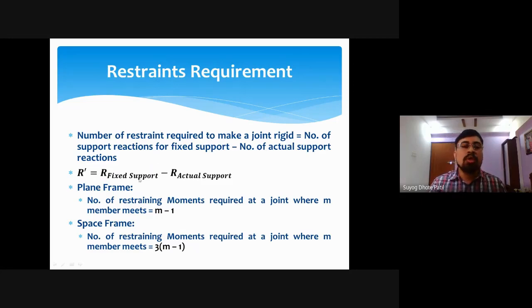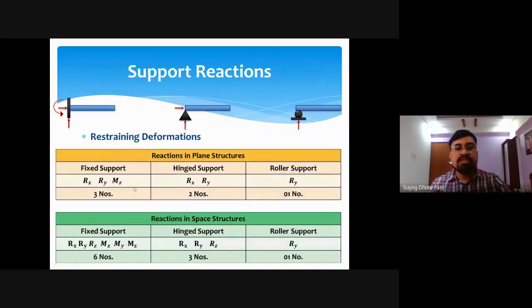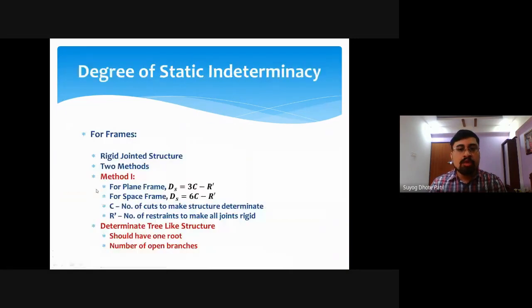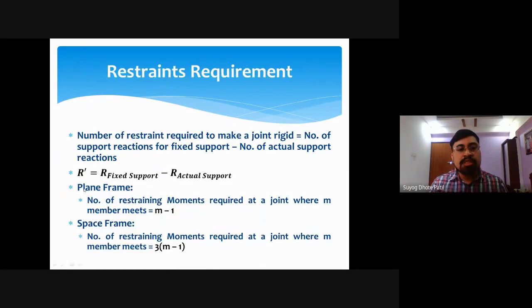Okay, so R dash will be equal to R of fixed support minus R of actual support. For example, R of fixed support will be 3 in number: summation Fx, summation Fy, and moment. These three reactions, Rx, Ry, and Mz, are for fixed support.